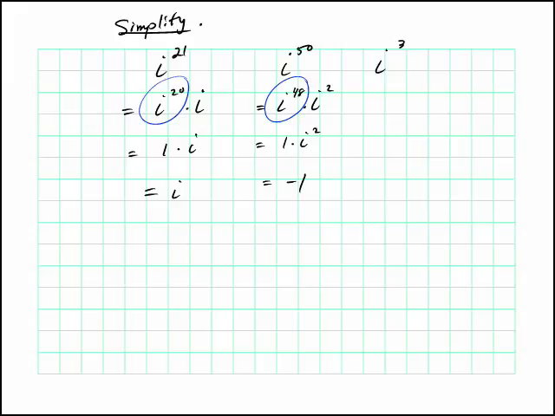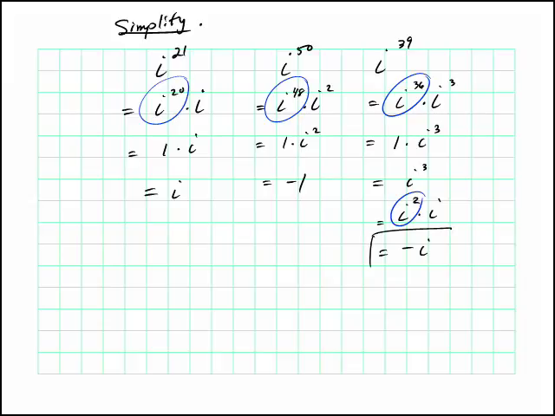i to the 39th power. I can write that as a multiple of 4, i to the 36th, and that would be times an i cubed. i to the 36th is equal to a positive 1. So we've got this simplified to i cubed. And i cubed can be simplified even further. It's i squared times i. Since i squared is negative 1, we'll have a negative 1 times i. The answer is negative i.